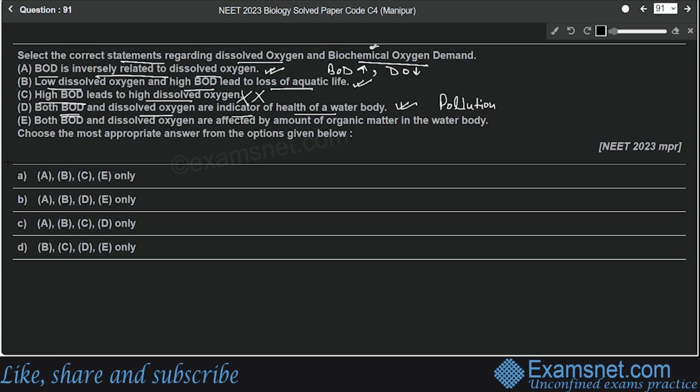Then the last statement says that both BOD and dissolved oxygen are affected by the amount of organic matter in the water body. Yes, we have already discussed that when the amount of organic matter is higher, then the BOD will also be higher and dissolved oxygen will be lower. So which statements are correct? A, B, D and E are correct. C is incorrect. So A, B, D and E only. That means option B will be the correct answer.